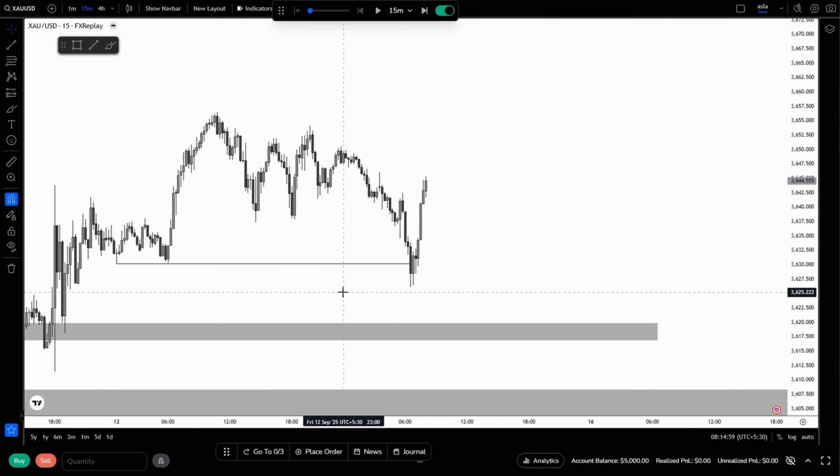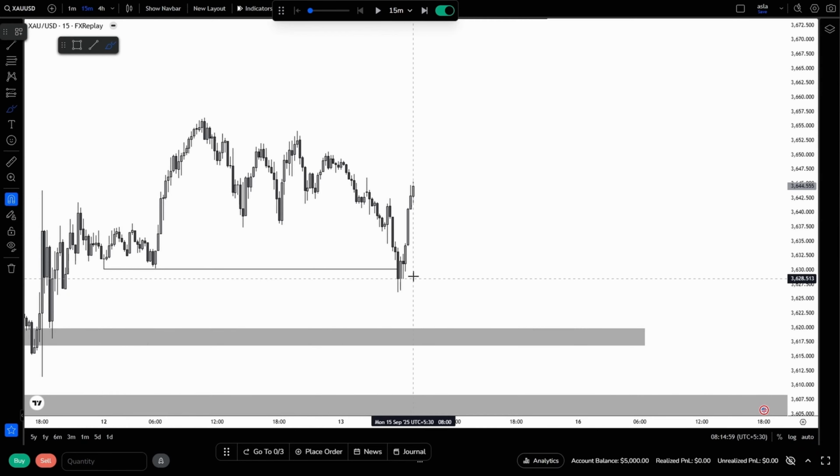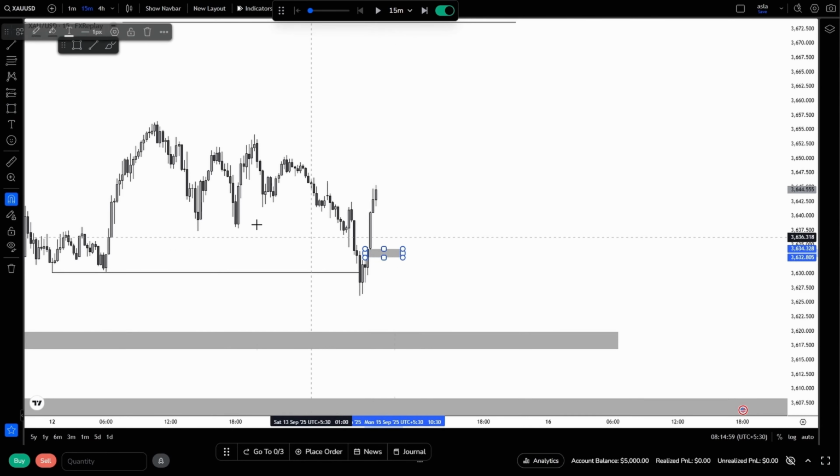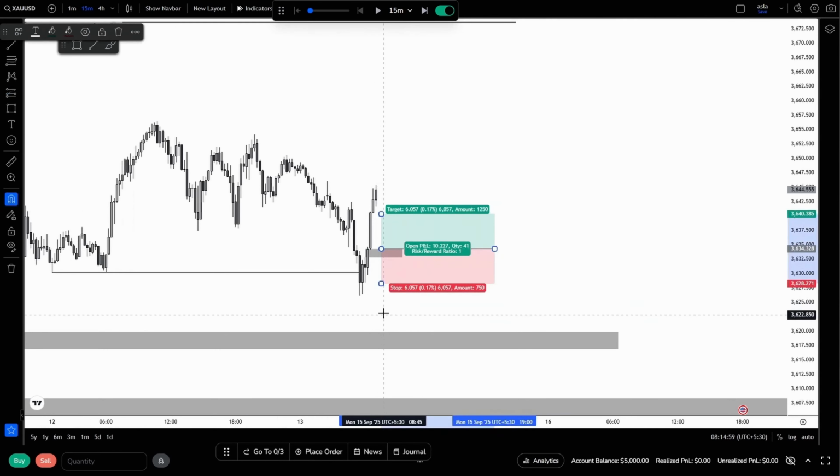Here you can see a clean liquidity sweep. At this point, because our lower time frame is now aligned with the higher time frame bias, we can actually look for a reversal entry with confidence. So let's take that reversal trade. And notice what happens next.